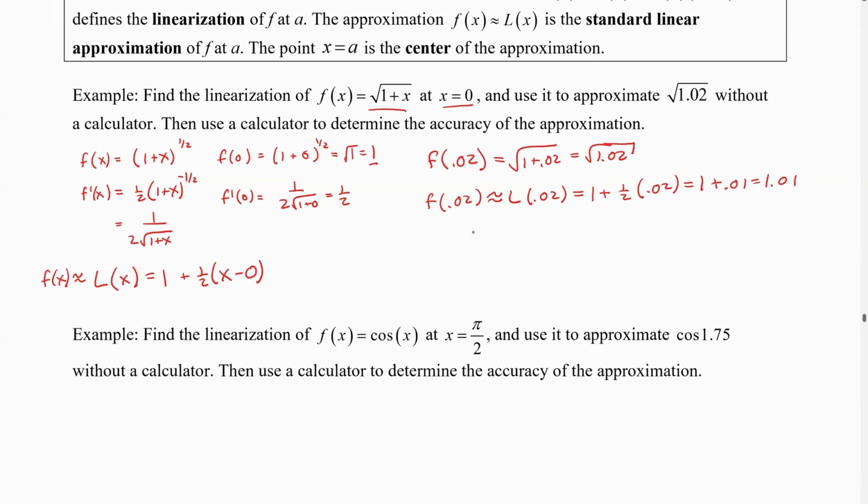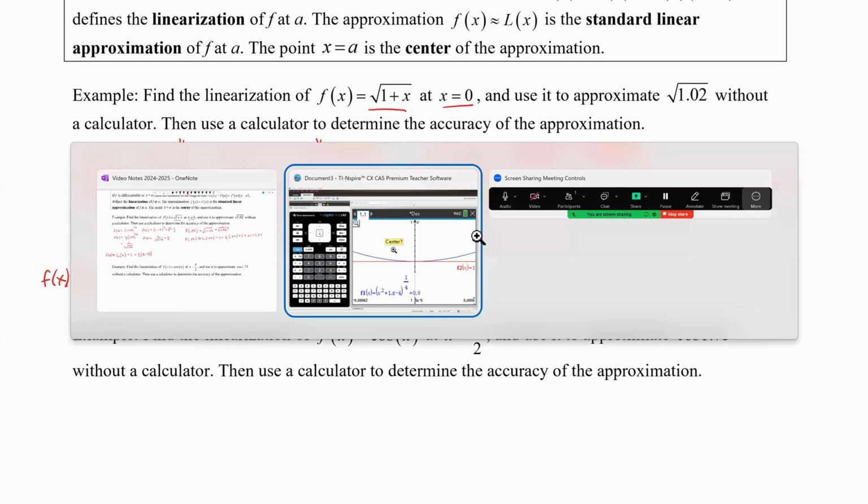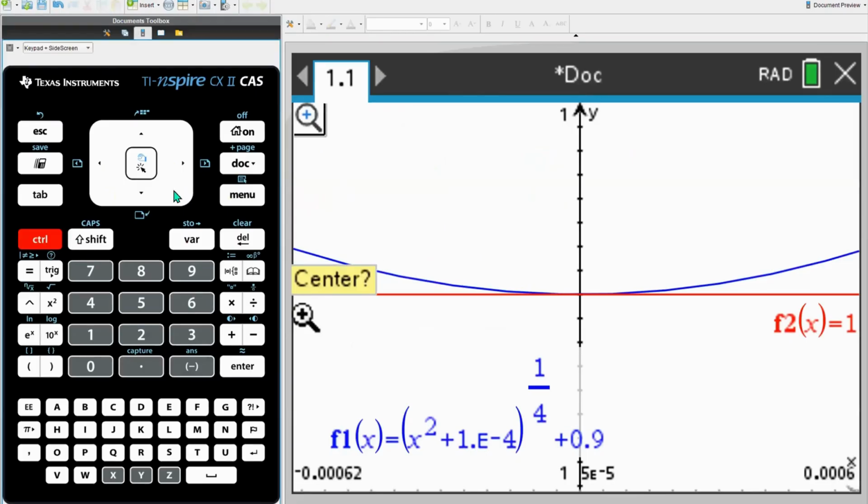Well, let's compare the two. Let me add a calculator page.